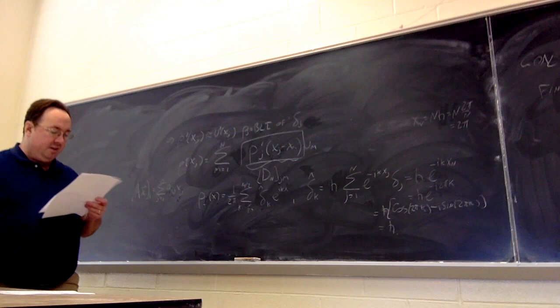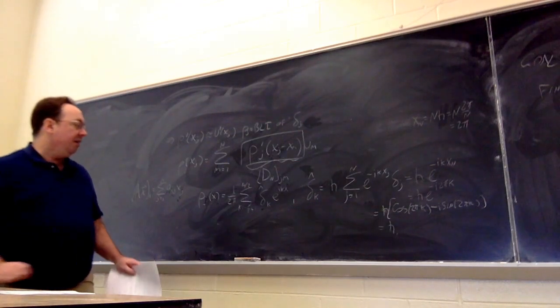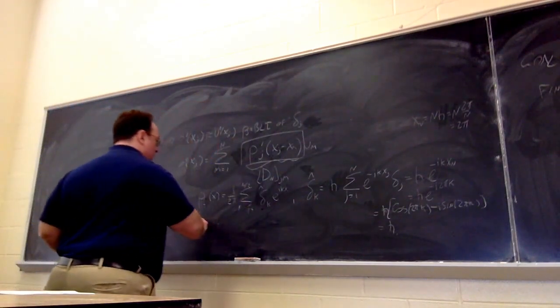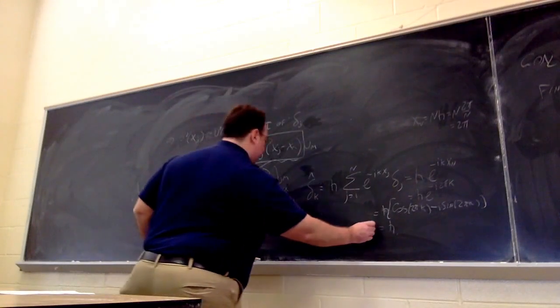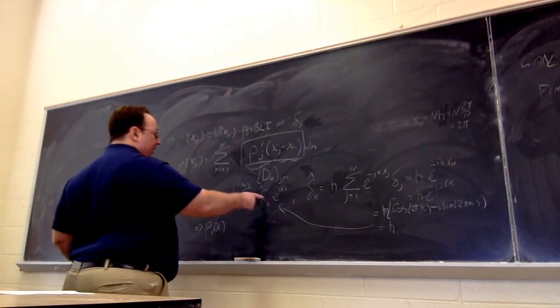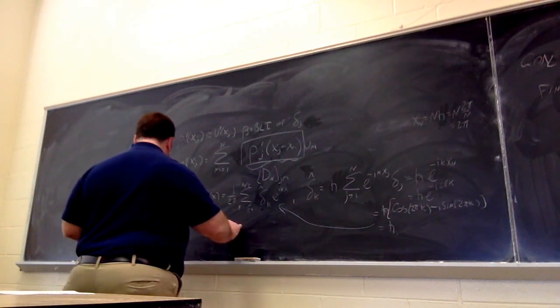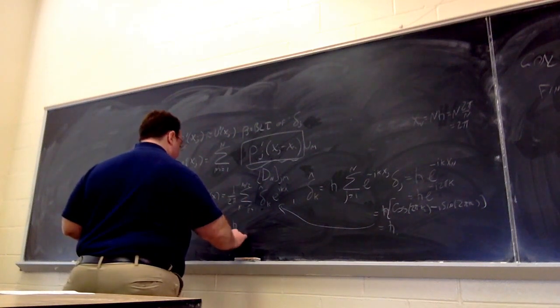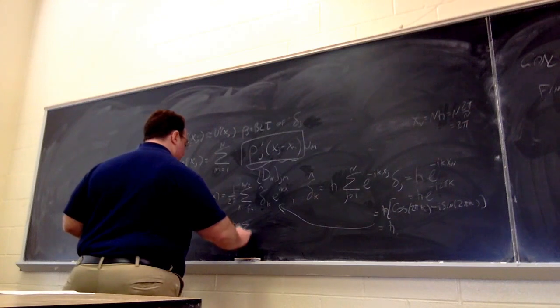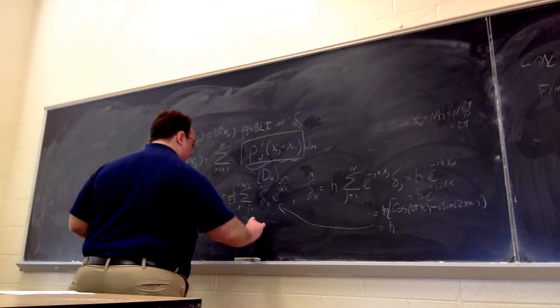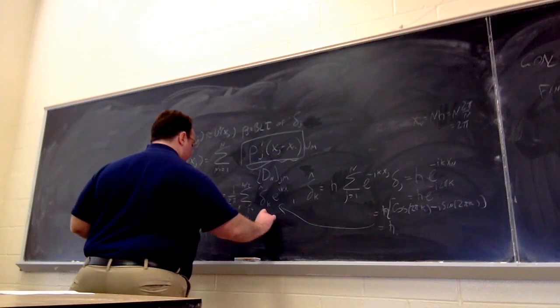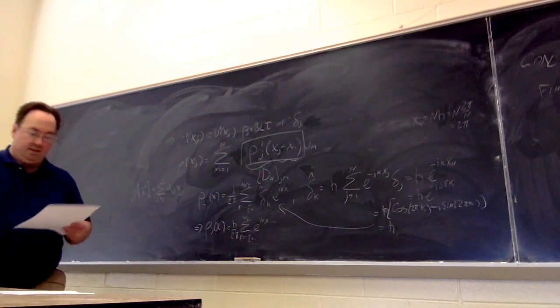Okay. So, therefore, I can write Pj of x. I'll just take that and substitute it back in here. They're all equal to h, so I'll just pull out the h. h over 2 pi times this sum, and then I just have e to the i kx. All right.